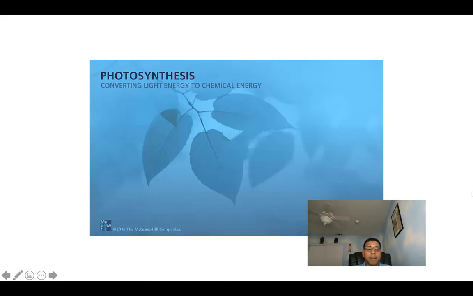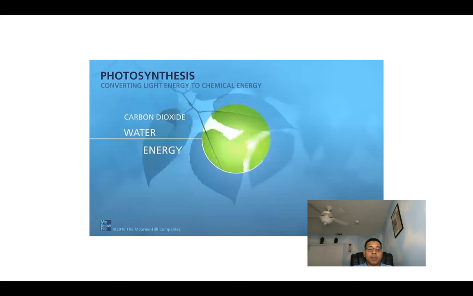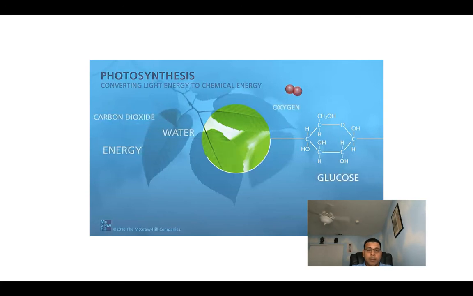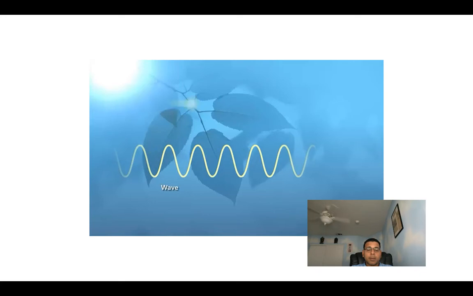In order for plants to grow, they need inputs of carbon dioxide, water, and energy. The chemical process by which plants use these resources to manufacture glucose, the building blocks of plants, is called photosynthesis. In the process, oxygen gas is produced as a byproduct. The energy for photosynthesis originates in the sun and arrives at the earth as sunlight. This light has both a wave and a particle nature.